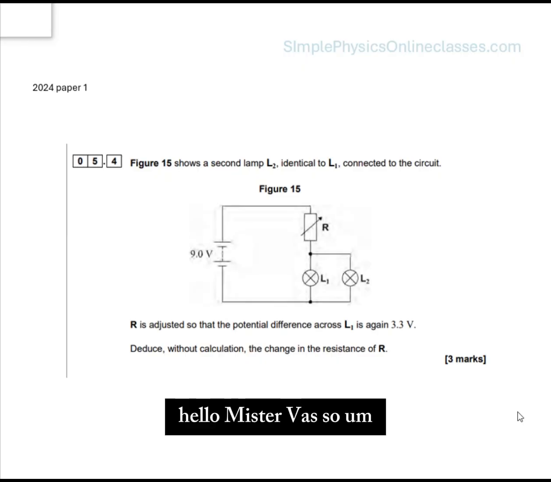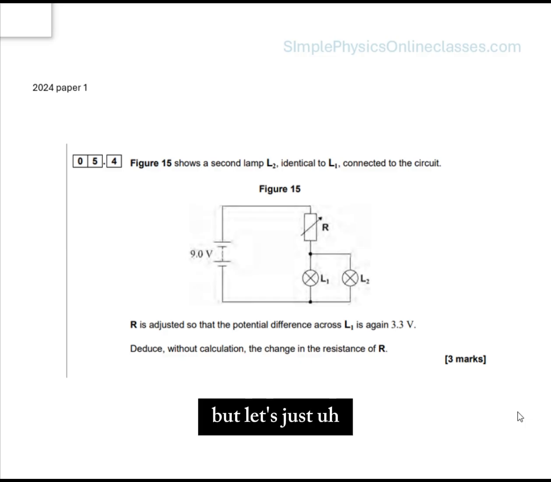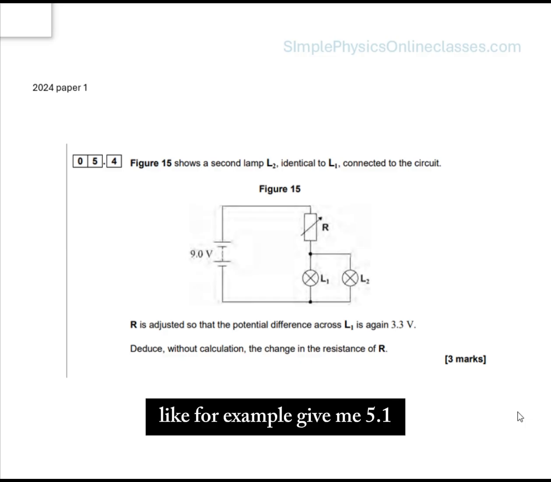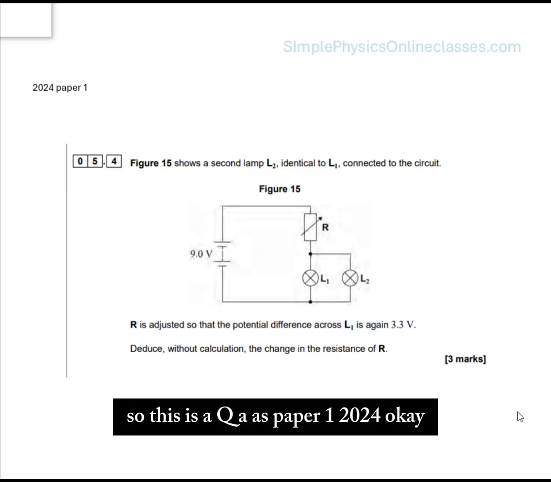Hello, Mustafa. So, I've got to do a bit more context for this question, but let's just, for example, give me 5.1, 2, and 3, see what you did. But let's see if I can sort of decipher what's going on. So this is AQA AS Paper 1 2024.